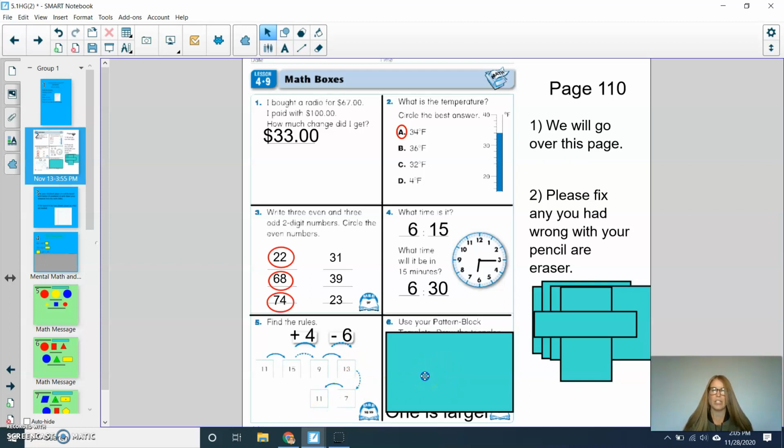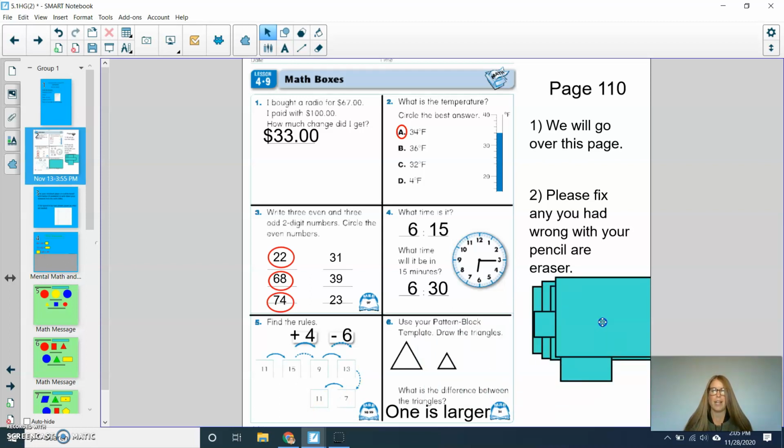For question 6, use your pattern block template and draw the triangles, which should look something like this. And then it asks, what is the difference between the triangles? And you should have something like one is larger, or you could say one is smaller, or they are different sizes. So please double check to make sure you have your page correct and fix any mistakes with your pencil and eraser.